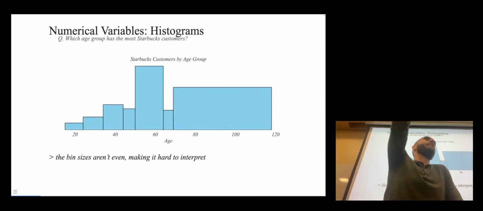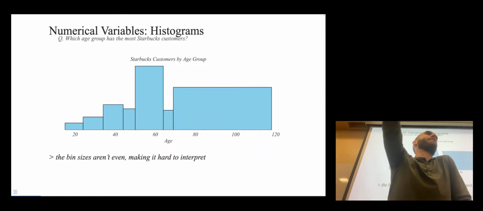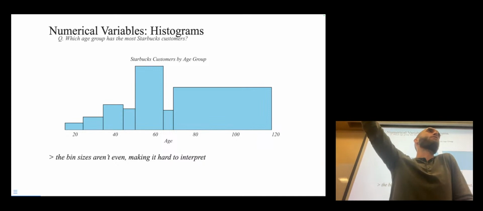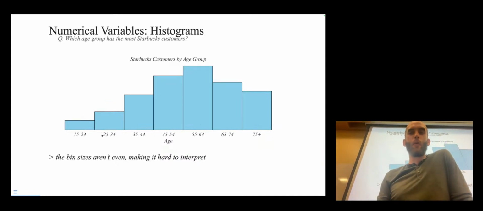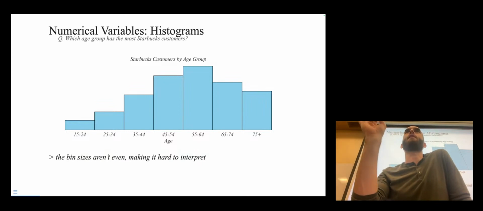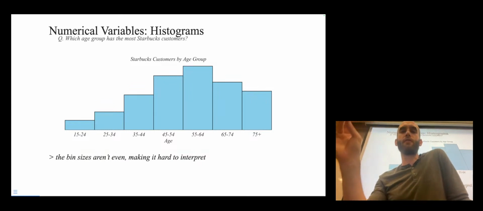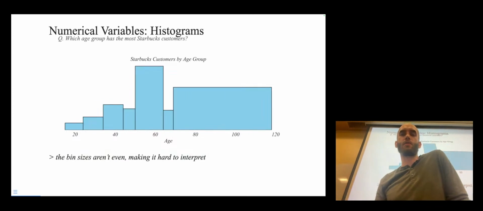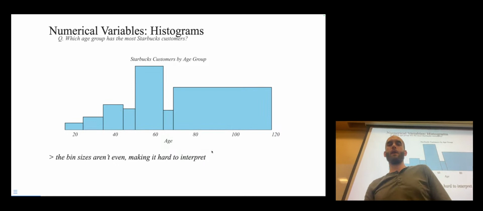So Luke actually answered the question correctly and did it very nicely. We have the largest group, according to this figure, with equal size bins is 55 to 64. This is the way we want to set up our figures so that it's easy for your audience to understand. 55 to 64 is the largest group. But if we were to use different size bins, it would be a little bit misleading.